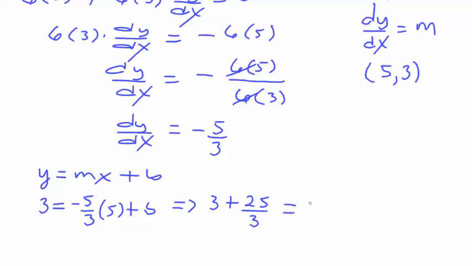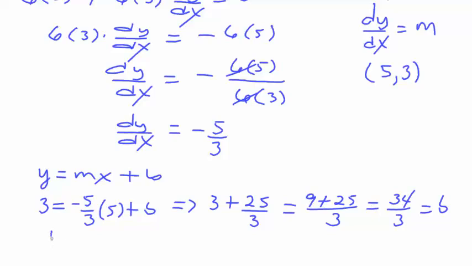But remember, this can be rewritten, and we've got to get this all in one single fraction. So we have 9 plus 25 over 3, and one more time, this becomes 34. Is that right? 34 over 3, and that is going to be our b.